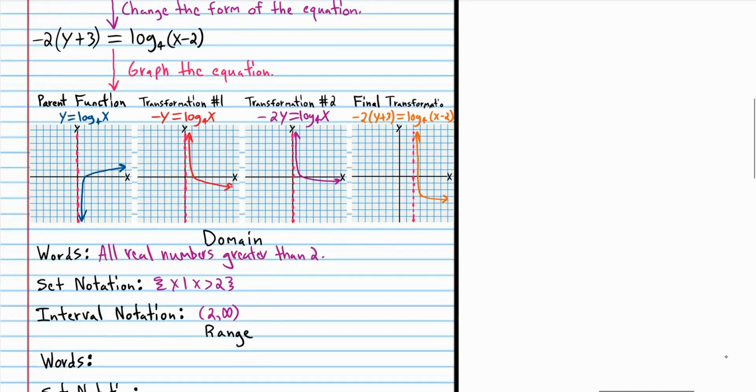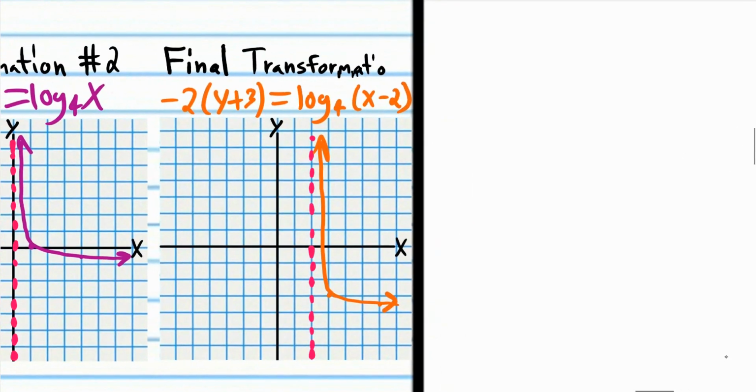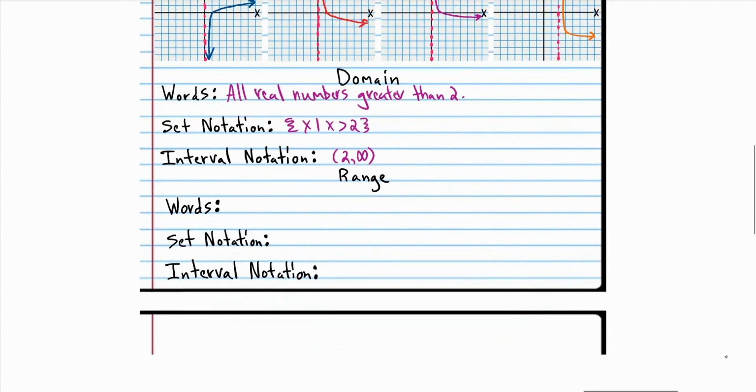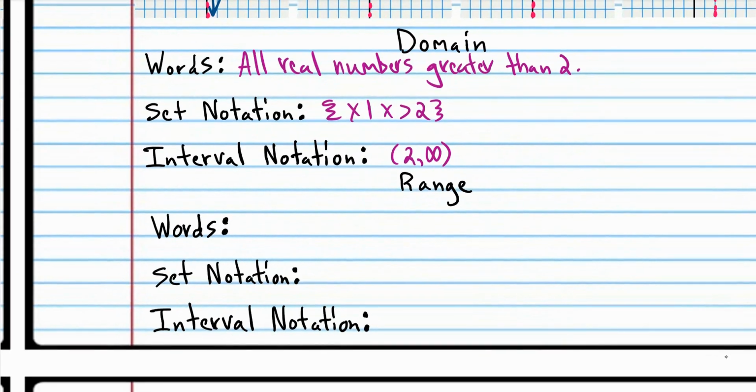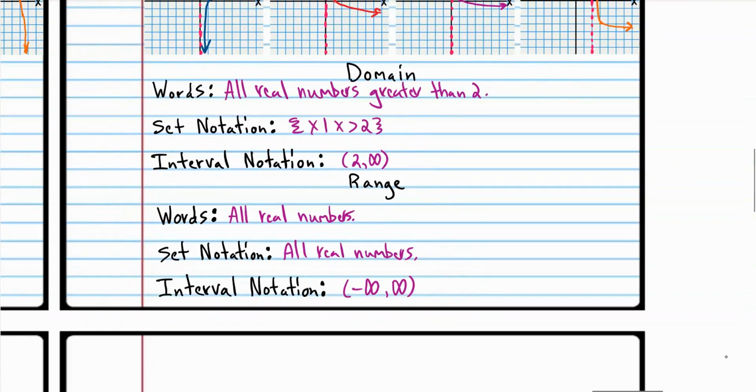Now, the range is all the y values of the graph, and you can see the graph goes up indefinitely and it goes down indefinitely. Not quite like that, but it keeps going down. So the range is all real numbers. In interval notation, negative infinity, comma, infinity.